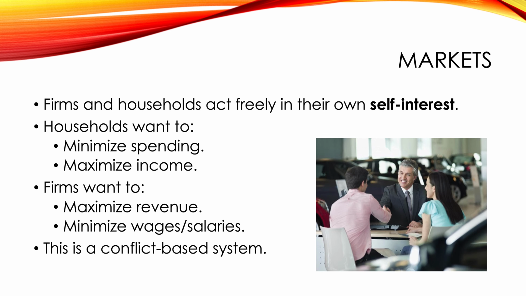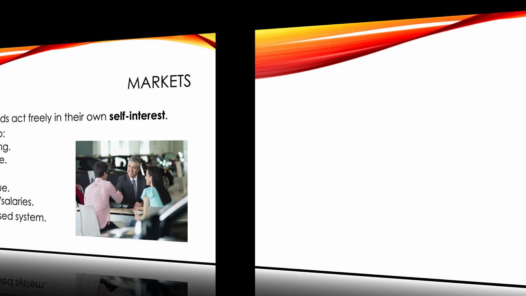So in the photo you see here, which is a delightful stock photo, you see a car salesman and you see a couple buying a car. Now let's think about what the goals are of each party here. The couple, they want to minimize their spending. In other words, they're trying to negotiate the lowest possible price for the car that they're buying. Now, the car salesman, the guy in the suit there, he's trying to maximize the car company's revenue. He's trying to negotiate the highest possible price for the car from this couple. So this is the conflict. The couple wants a low price, he wants a high price, and they have to negotiate and find a price somewhere in the middle. And that's how prices work in a market economy.